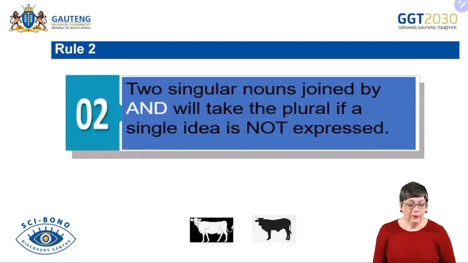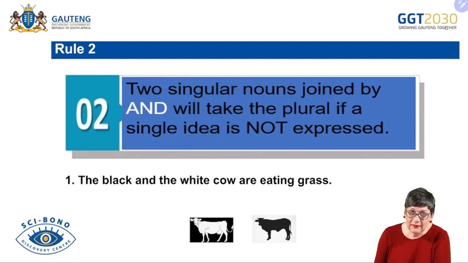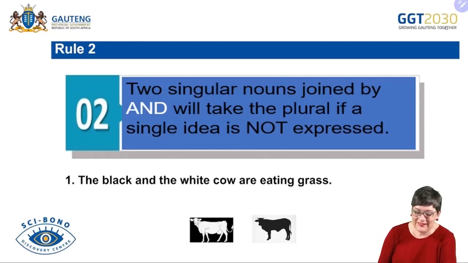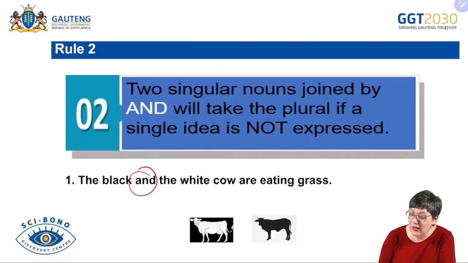If we combine two singular nouns with "and" and it's not a single idea, please make a note of that. If we're connecting two singular nouns with the word "and" and it doesn't form a singular idea, then it must be plural. Let me show you. The black and the white cow are eating grass. Now, be careful with this case. In this case, we actually have two cows. We've got a black cow and we've got a white cow. And together, they are eating grass. And because we have "and" and it's not one idea, we're using the plural verb.